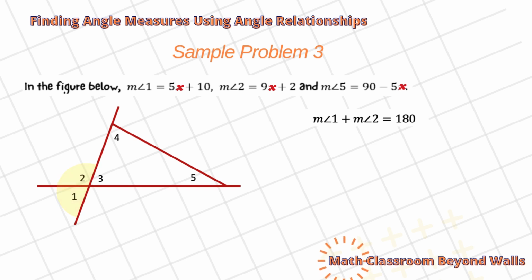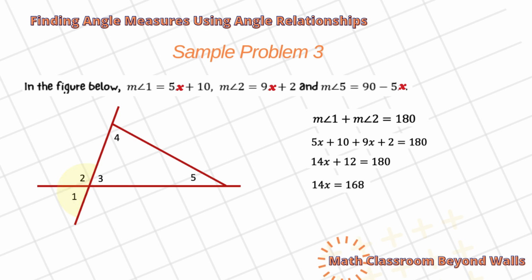Substituting the values for the measure of angle 1 and the measure of angle 2 into the equation, we have 5x plus 10 plus 9x plus 2 equals 180. Combining like terms gives us this. 14x plus 12 equals 180. Subtracting 12 from both sides of the equation gives us this. 14x equals 168. Now, dividing both sides by 14 gives us the value of x, which is 12.